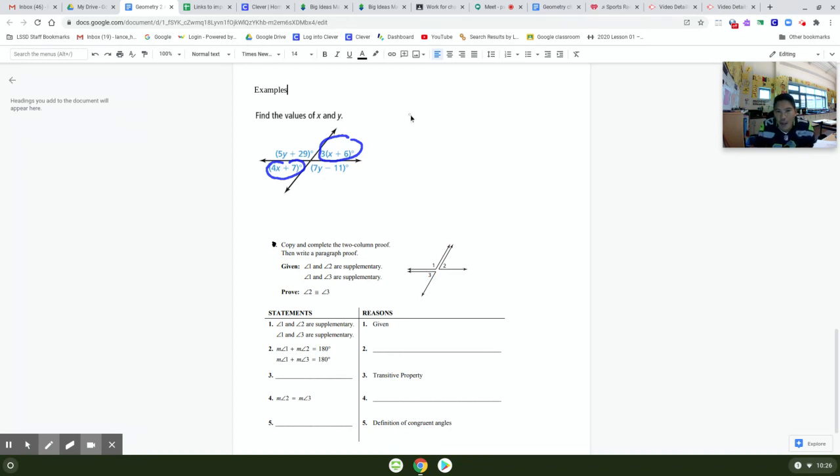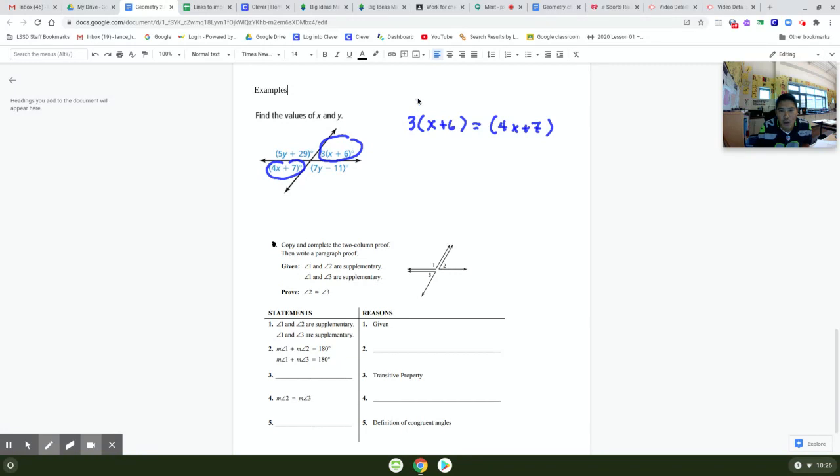So in my opinion, the easiest thing to set up is 3 times the quantity x plus 6 is equal to a quantity of 4x plus 7, since those two angles are vertical angles. So notice we have an equation, and that equation only has one variable in it. It's pretty easy to solve that way.